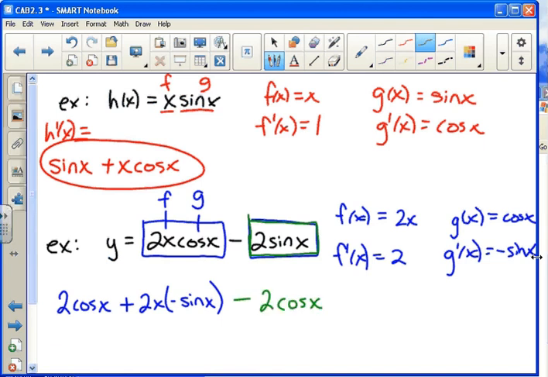Well, if you notice, 2 cosine x minus 2 cosine x cancels, and your final answer will just be negative 2x times sine of x. And all I did was bring that negative out front. So that is the product rule.